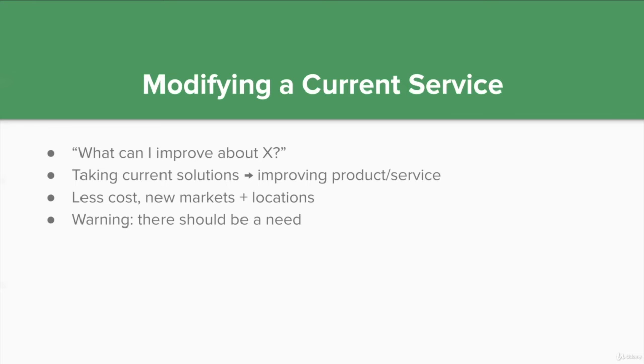A third approach is by modifying a current service. And this approach focuses on the question, what can I improve about something that currently exists? So it's all about taking current solutions and finding new ways to improve the product or service. For example, you can find ways that something can be sold at a lower price with cheaper costs, or you can find a service that exists in one country and try to expand it to new markets and locations. However, it's extremely important to remember that if you do decide to go with this approach, that you are meeting some need that exists in a market and not just repeating a solution that's already present.